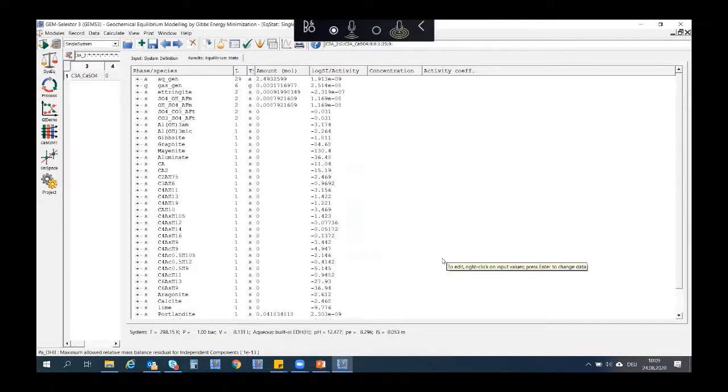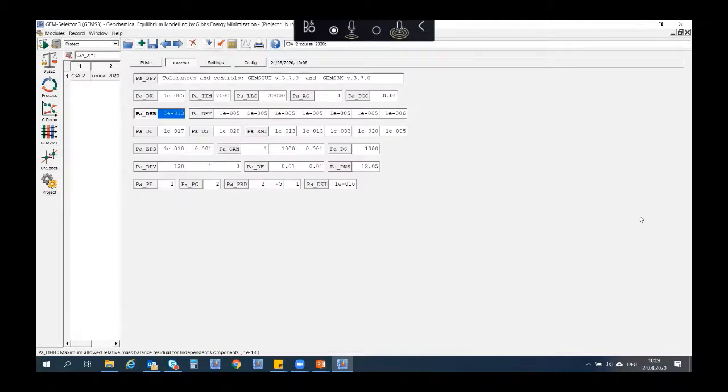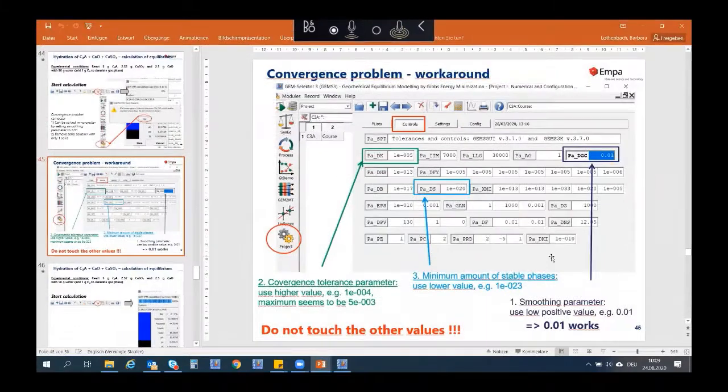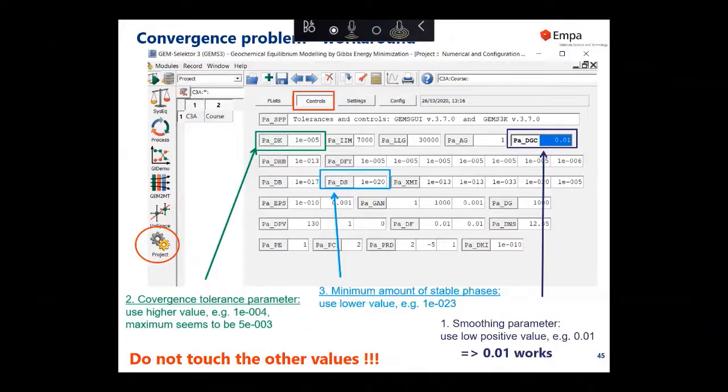Hi, Barbara. What is this parameter doing? Sorry, I didn't understand you. Yeah, what is really the smoothing parameter to you? Added 0.01. Okay, let's go back to the slide. That's easier to explain because it's already labeled everything.